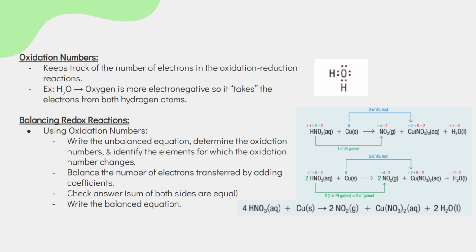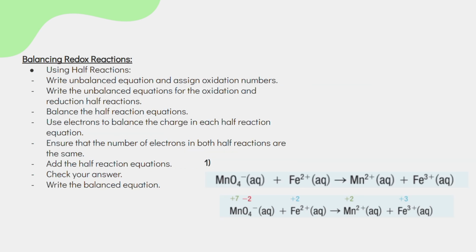Now moving on to balancing redox reactions. We can do this in two ways. The first way is using oxidation numbers. So the steps are written as follows. Write the unbalanced equation, determine the oxidation numbers, and identify the elements for which the oxidation number changes. Then balance the number of electrons transferred by adding coefficients. And you should check your answer by ensuring that the sums of both sides are equal, and then write the balanced equation. The second way of balancing redox reactions is by using half reactions.